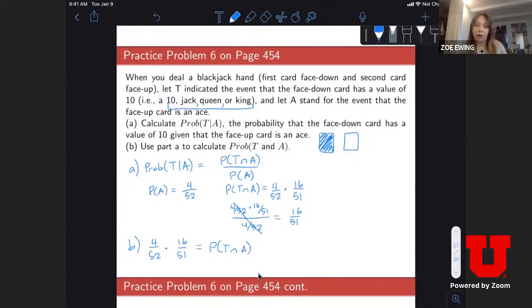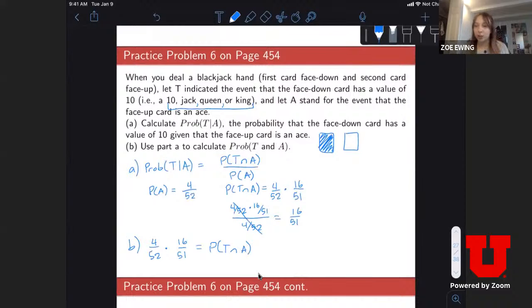Another way to figure out part A without having to find that probability is that we just say, if the face up card is an ace, then there are 51 other cards in the deck, and 16 of those have a value of 10. So we can just go straight to 16 over 51. But I think it's good for you to get practice using this formula and also just knowing what conditional probability means.